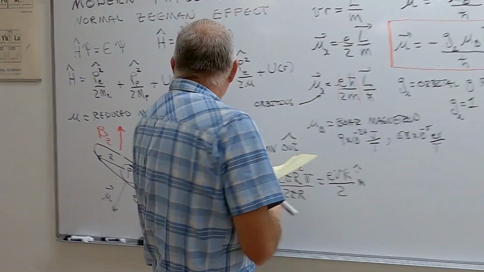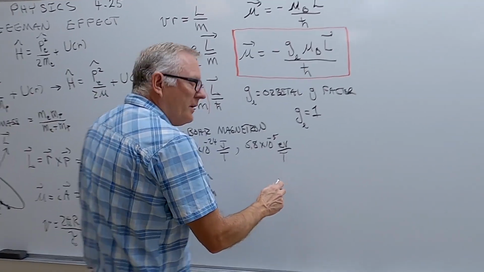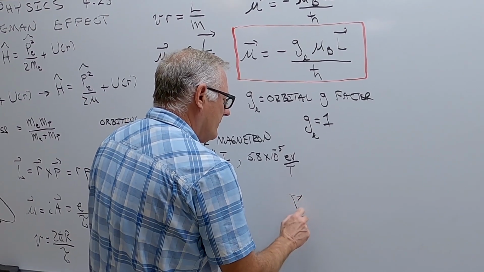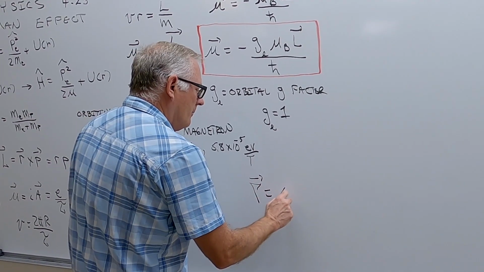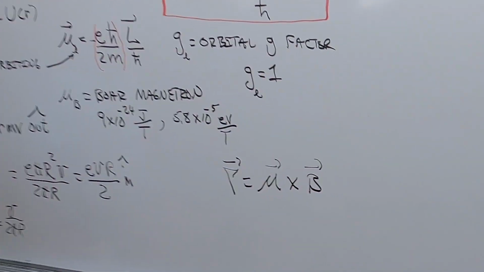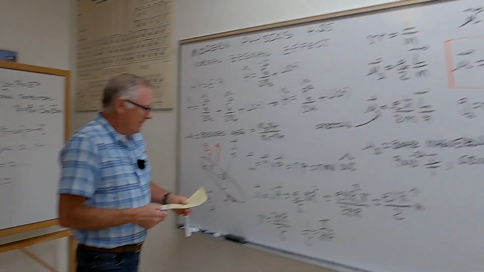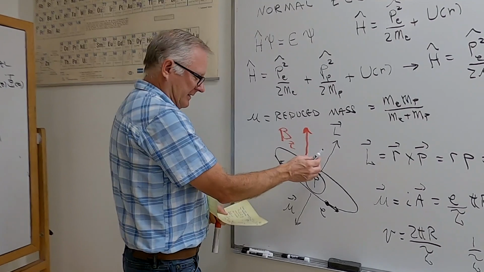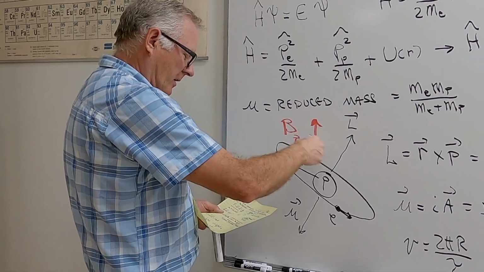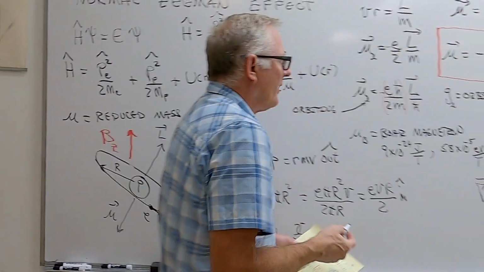Well, anytime we put a magnetic dipole in a magnetic field, we know that there's a torque on it. We know there's a torque given by mu cross B. So there's a torque on the system right here, and what it's going to do is it's going to want to precess around this way. So I'm going to redraw it over here.